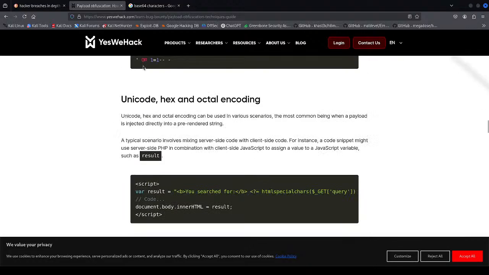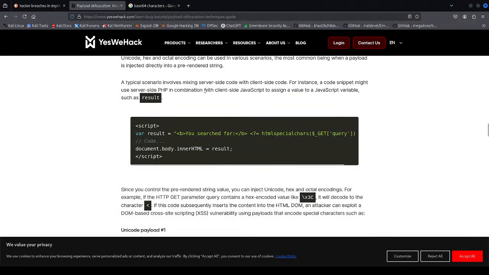Alright, Unicode, hex, and octal encoding. Unicode, hex, and octal encoding can be used in various scenarios, the most common being when a payload is injected directly into a pre-rendered string. A typical scenario involves mixing the server-side code with the client-side.